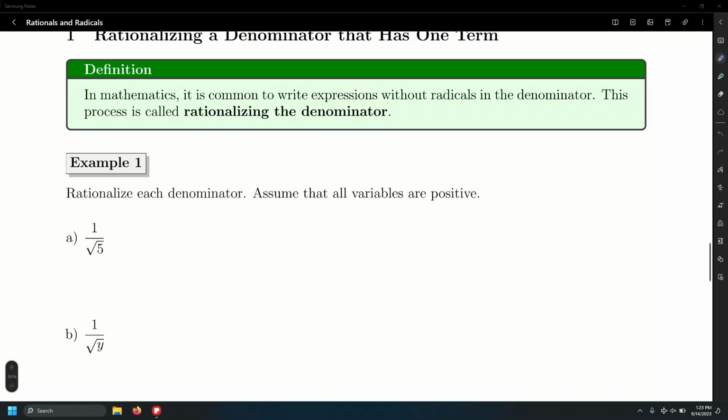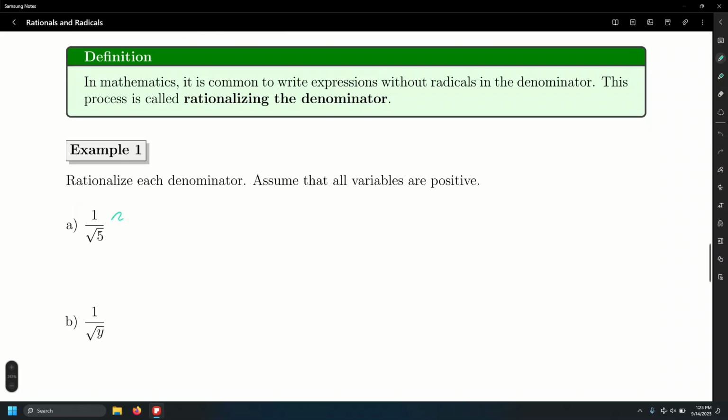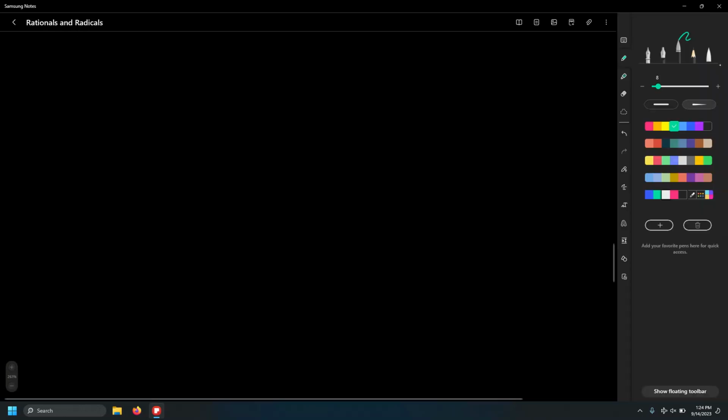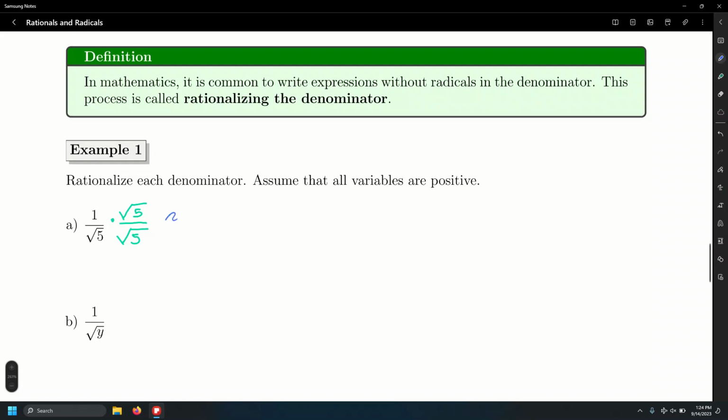Rationalizing denominators. And again, to rationalize a denominator, the trick here is to multiply numerator and denominator by the same radical quantity in the denominator, that is the square root of 5 times the square root of 5. All right, now when we multiply these two numbers across, what do we get? 1 times the square root of 5, which equals the square root of 5.